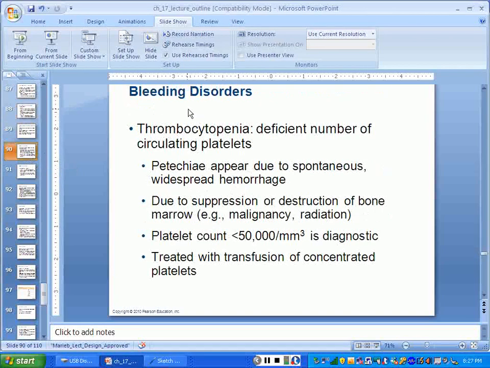Okay, just like I had you read about leukemias and anemias, I want you to just read about thrombocytopenia. That means, what would it mean? Can you tell me? Right, penia means low. Thrombocyte means platelets.